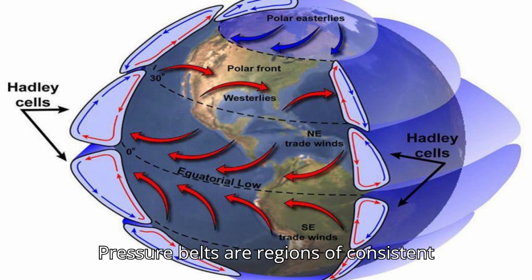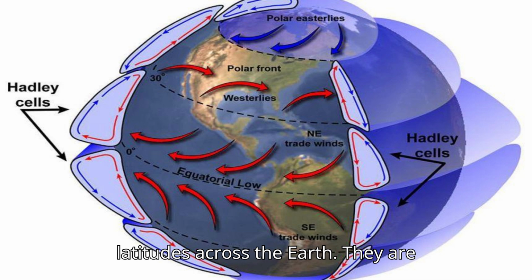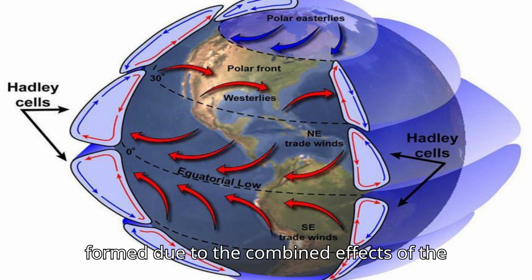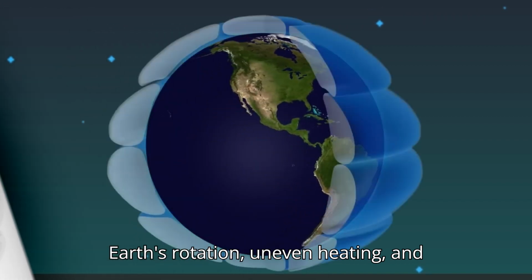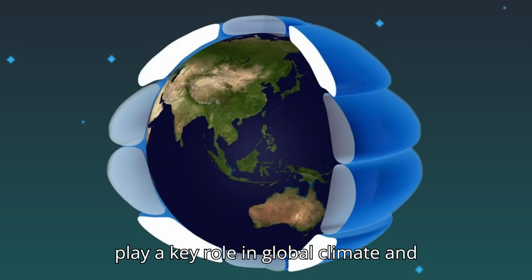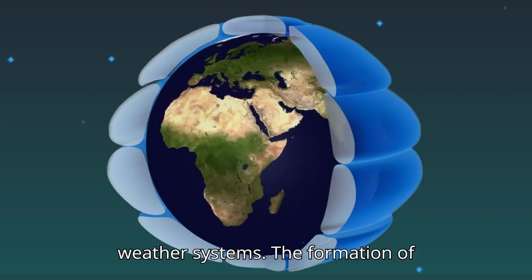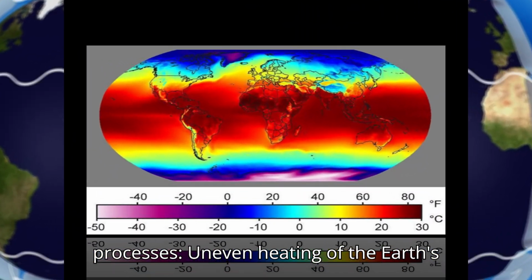Pressure belts are regions of consistent atmospheric pressure found at various latitudes across the Earth. They are formed due to the combined effects of the Earth's rotation, uneven heating, and air circulation patterns. These belts play a key role in global climate and weather systems. The formation of pressure belts involves the following processes.